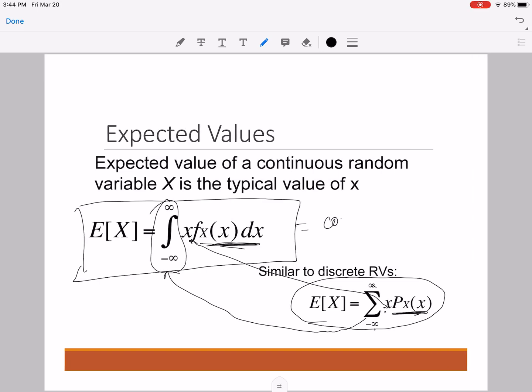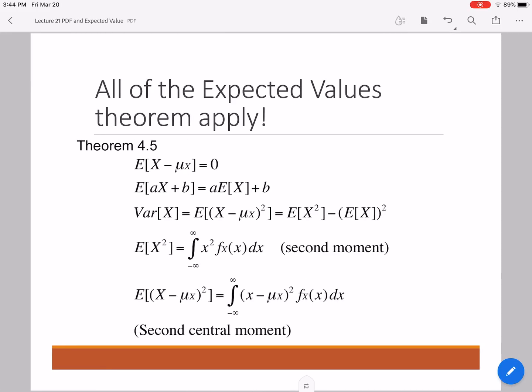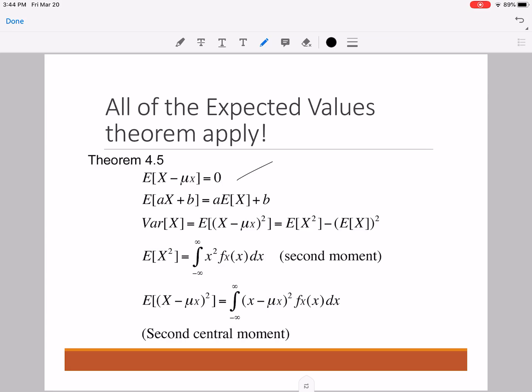Now this should evaluate to a constant. So you have to apply your limits appropriately and make sure that this evaluates to a constant. All the theorems that you have seen for expected value in the discrete random variables unit still apply. So the expected value of x minus mu of x is 0. You can distribute the expected value term and get the expected value of ax plus b as a times the expected value of x plus b. The variance formula still holds the same, just that the way they are evaluated will be different.